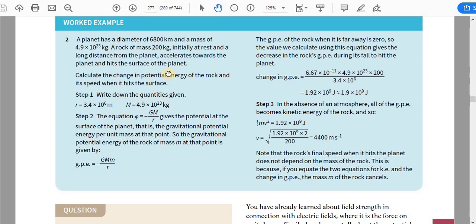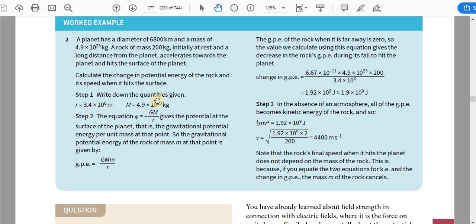R, the radius of the planet, plus the distance from the planet to the surface of the planet, right? Accelerate. Okay, so long distance. So first, before that, R is, all right, this is the diameter of the planet, so you have to get the radius.